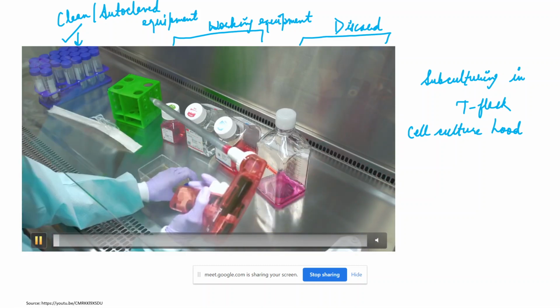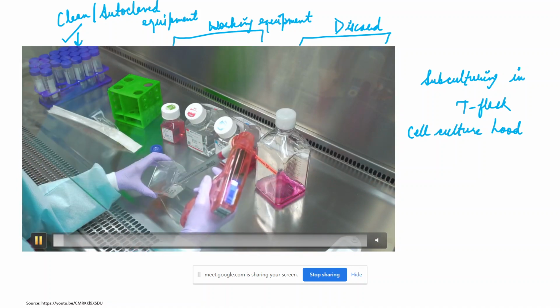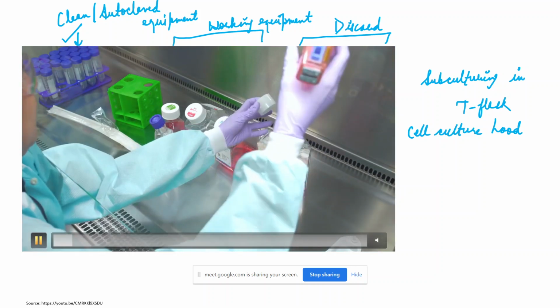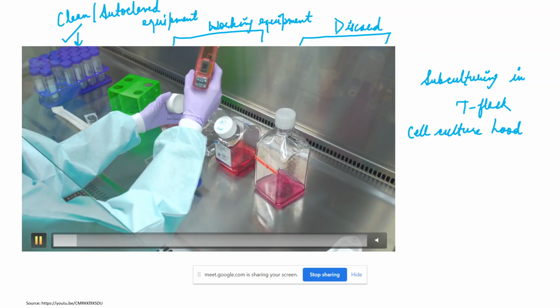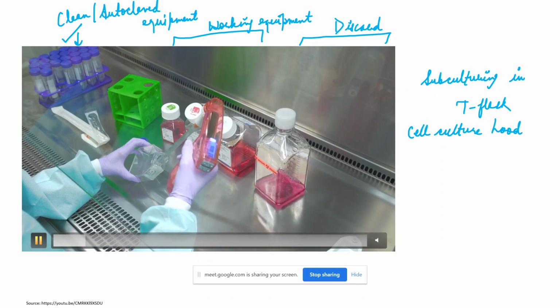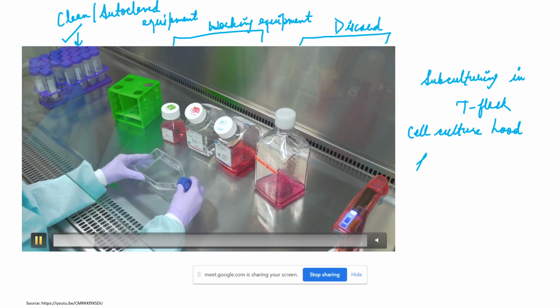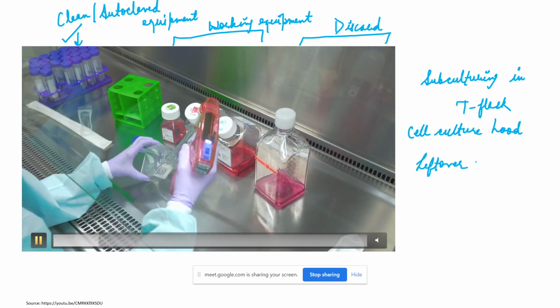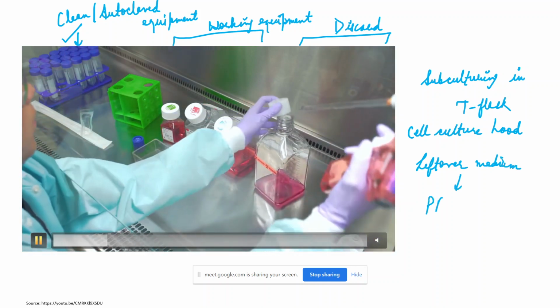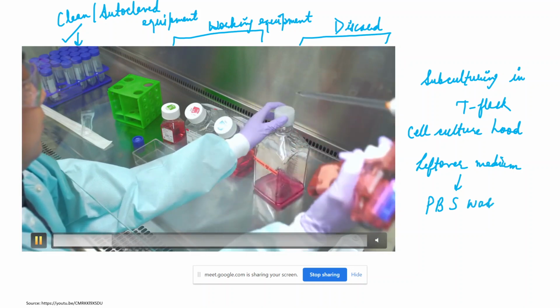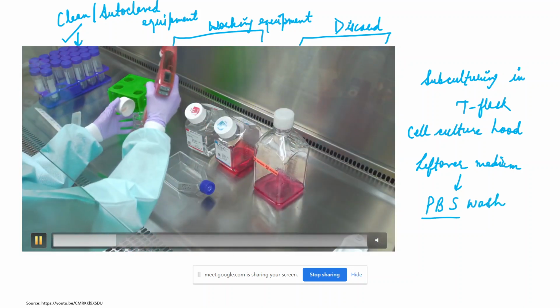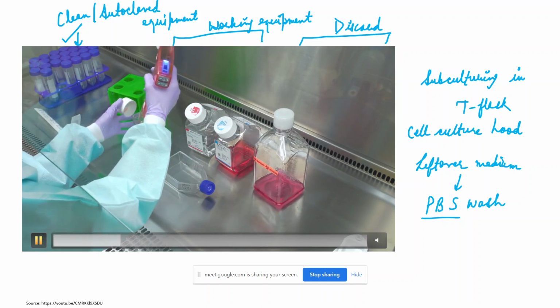So this is a sterile pipette. As you can see, in order to take out the old media, this cap was opened, and here, since our cells are growing at the surface, in order to remove any spent media or leftover media, we give a PBS wash. Now PBS is phosphate buffered saline, and it maintains the osmolarity of the cells.